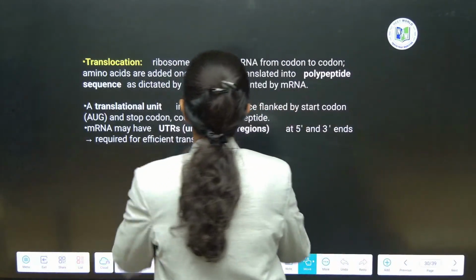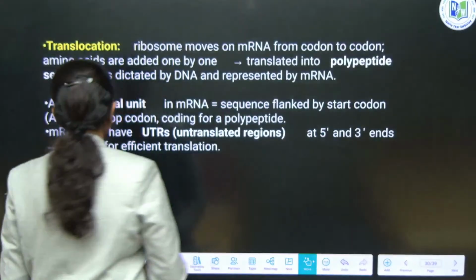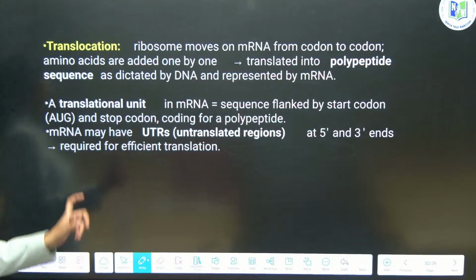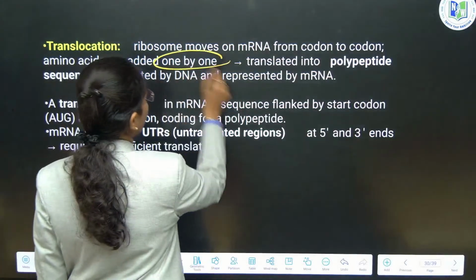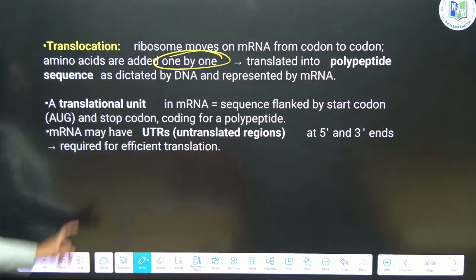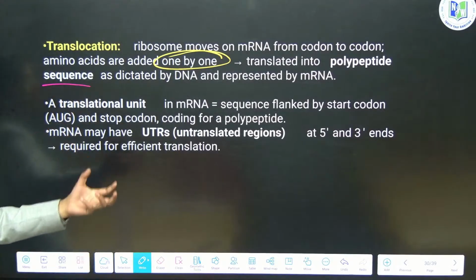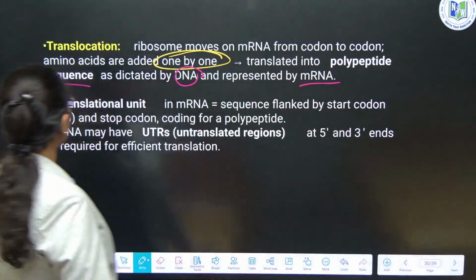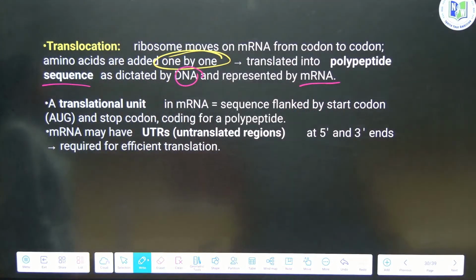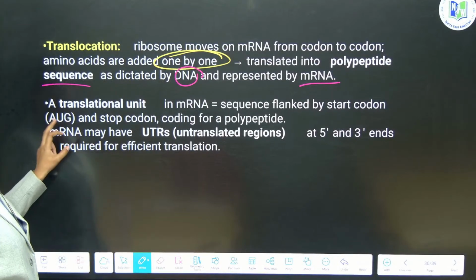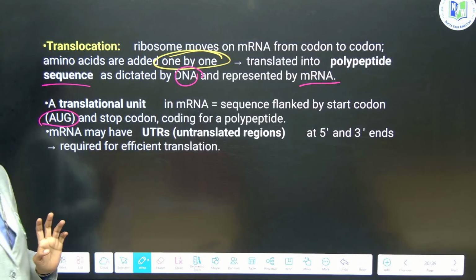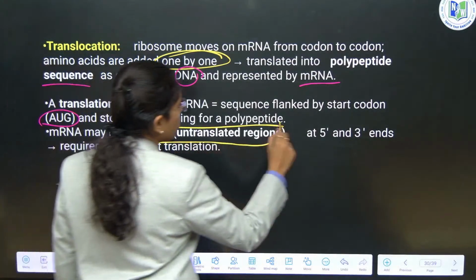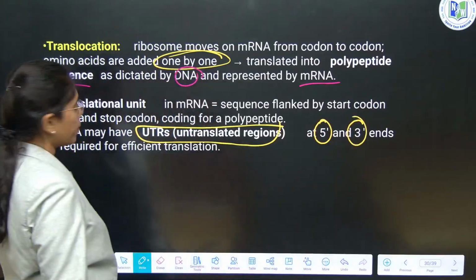Translocation. So, here the ribosome moves on the mRNA from codon to codon. Amino acids are added one by one. These are translated into polypeptide sequences, dictated by DNA and represented by mRNA. A translational unit in mRNA is flanked by a start codon and a stop codon. mRNA may have untranslated regions from the 5 prime end to the 3 prime end.